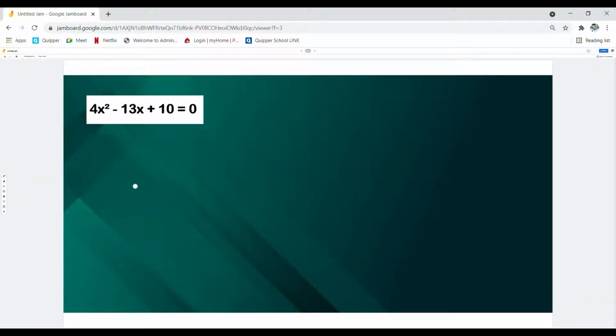For example, we have 4x squared minus 13x plus 10 equal to 0. Obviously, our a here is not equal to 1. So a is equal to 4, it's not equal to 1. And our b is negative 13. Our c is positive 10. So we're going to use c is 10 here.